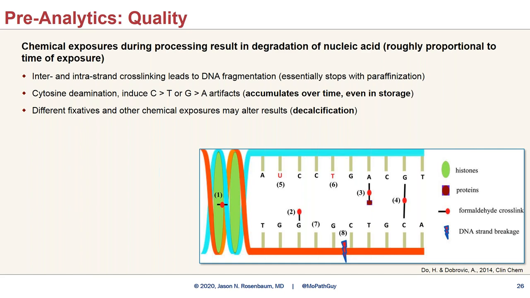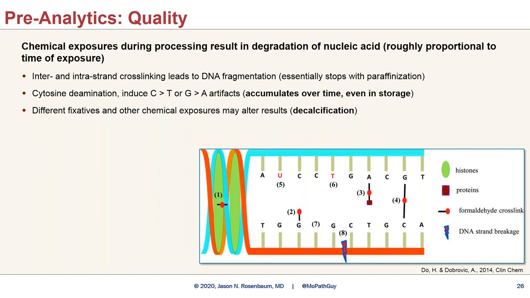Formalin does a lot of things to DNA. Here we're going to focus on the two most important. Formalin cross-links polymers, whether they're DNA or protein or carbohydrate. The way formalin actually works as a fixative is by fixing polymers to each other by cross-linking. This fixation, this locking of say a DNA chain to another DNA chain, makes the DNA brittle and it leads to DNA fragmentation. This essentially stops with paraffinization.